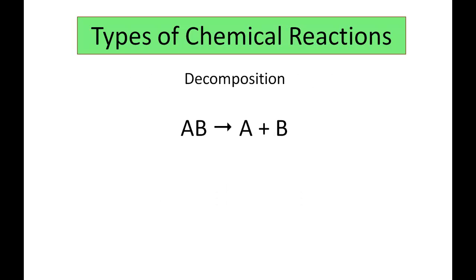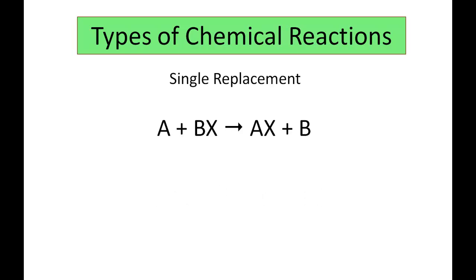The next type of reaction is called decomposition. It's the exact opposite of synthesis. This is where we take a larger compound and break it apart. An example would be to take carbonic acid, H2CO3, and break it apart into water and carbon dioxide. Notice that we have one compound on the left side of the equation and two compounds on the right side, a good indication of a decomposition reaction.